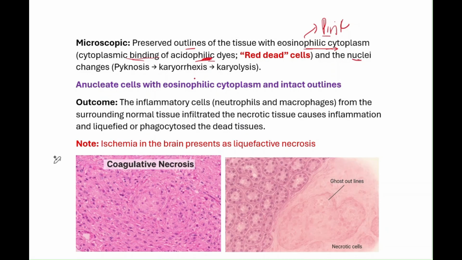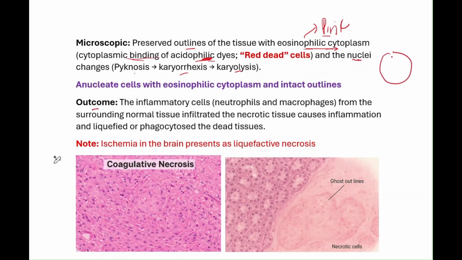So initially, there's going to be pycnosis, right? Pycnosis is what? Nuclear condensation. And they're going to see karyorrhexis, which is nuclear fragmentation. And then with time, you're going to see karyolysis, which is what? Nuclear dissolution. And so what will be the outcome of this coagulative necrosis?